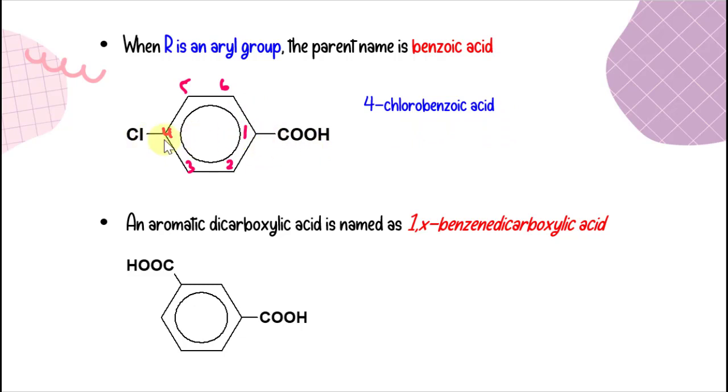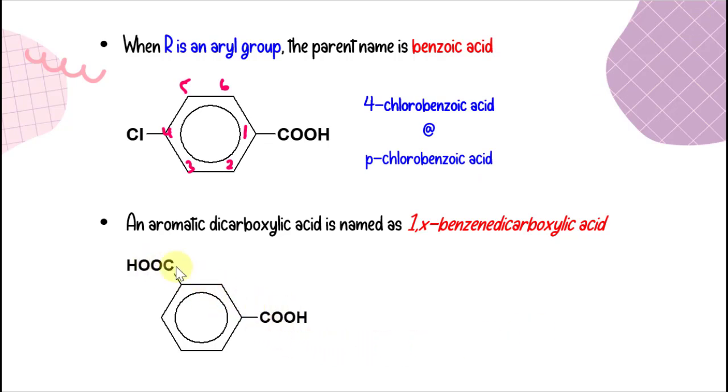Since there are only 2 substituents on the benzene ring, this is a disubstituted benzene, so we can use the prefix ortho, meta, para. Since in this case the substituents fall on the first and the fourth carbon, we can also name this compound as para-chlorobenzoic acid.